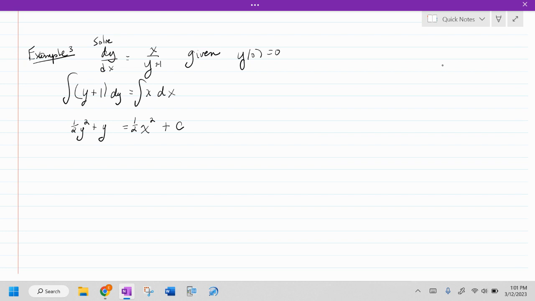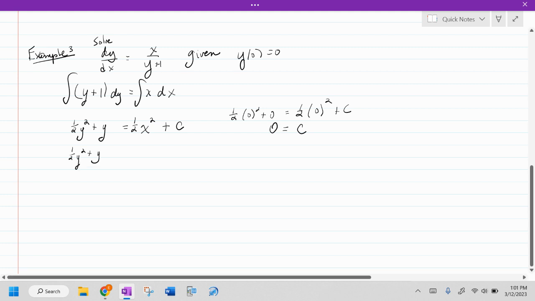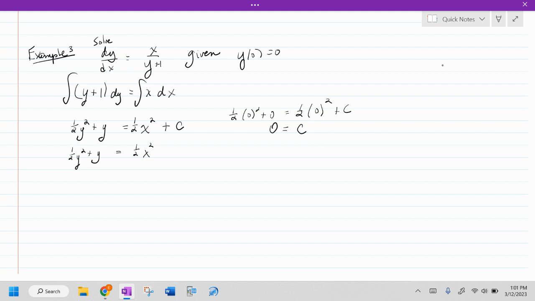So I'm going to plug in the ordered pair, 0, 0. 1 half 0 squared plus 0 equals 1 half times 0 squared plus c. So I see that the constant is 0. So that's good. Okay, so I got rid of that constant. I'm going to multiply both sides by 2 now, because I don't like working with that fraction, 1 half. So if I multiply everything by 2, I get y squared plus 2y equals x squared.